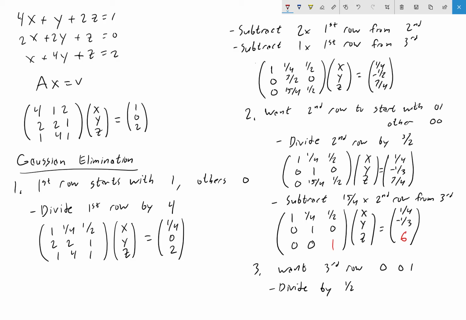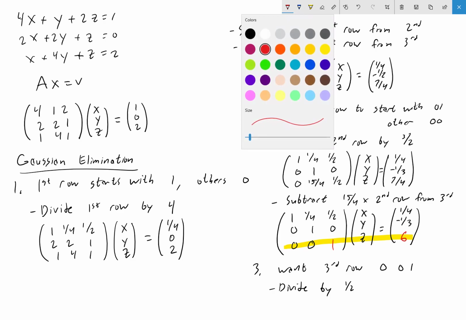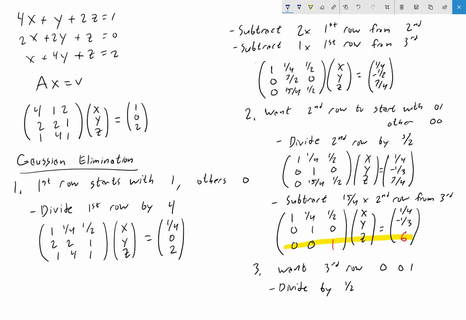It's now in a form called upper triangular. So what I can do is read across that matrix from bottom to top. For example, if I read across this bottom row, it tells me that 0x plus 0y plus z equals 6. That's giving me part of my solution. It's telling me that z equals 6. If I read across the middle row, 0x plus y plus 0z, so y equals negative 1/3.